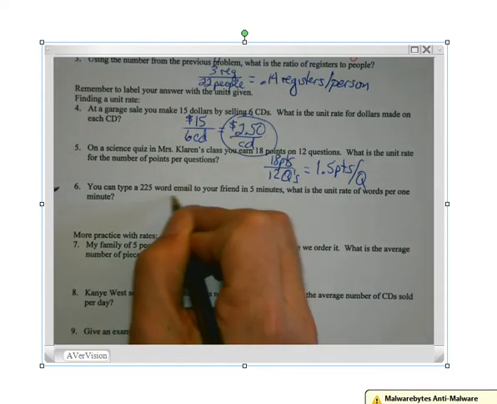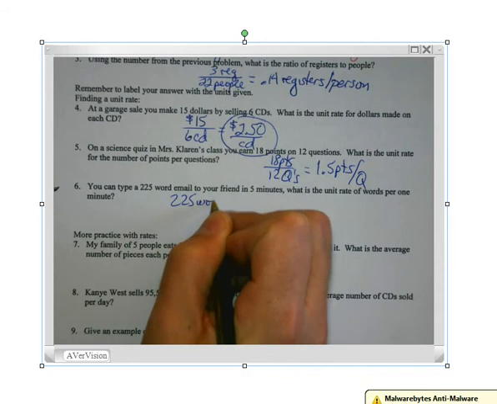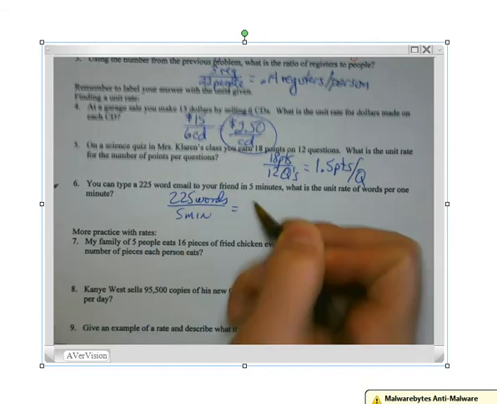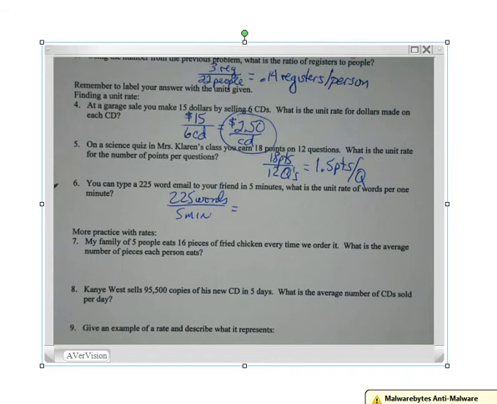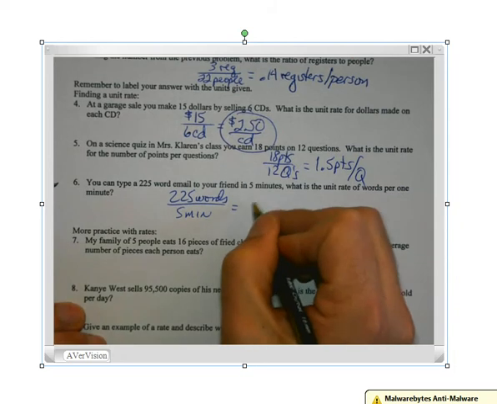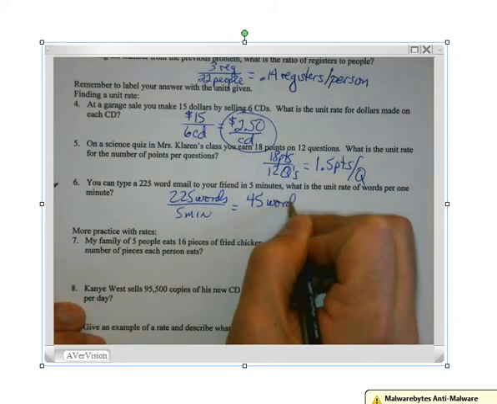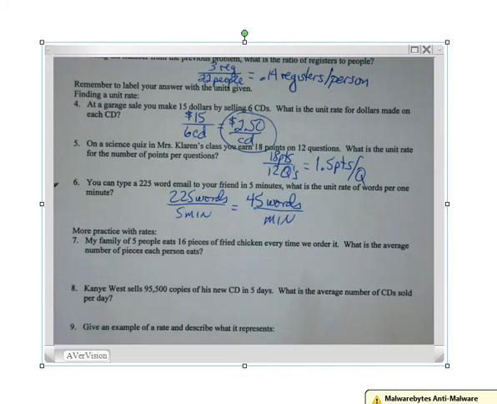Nice. 225 words, 5 minutes. Okay. So what's that actually going to equal? Okay. 45, what's the label going to be? 45 words. No, 1 minute. 1 minute. If I had 1 minute.